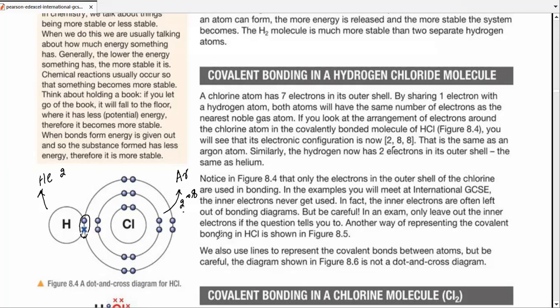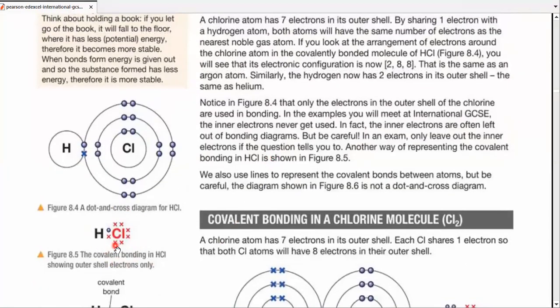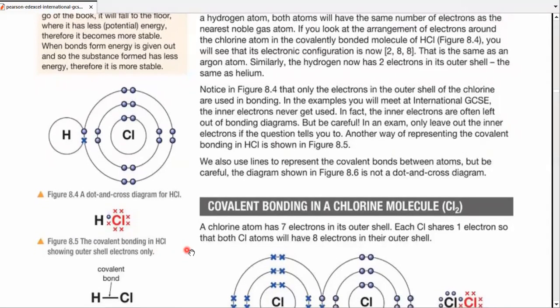Another way of representing the covalent bonding in HCl is shown in figure 8.5. So that's it. You just show the outer shell electrons, and that's about it. Now, this specifically states showing outer shell electrons only. So once again, be vigilant when you're reading the question and make sure that you go with the diagram that the examiner has asked you to draw.